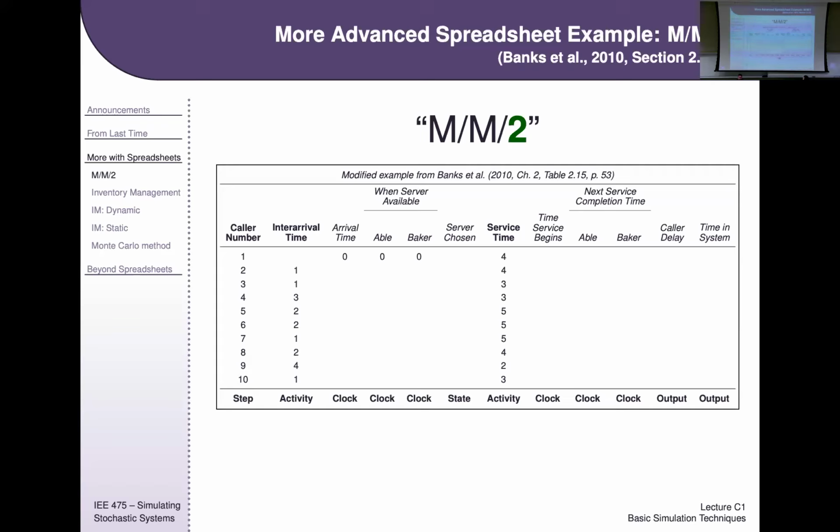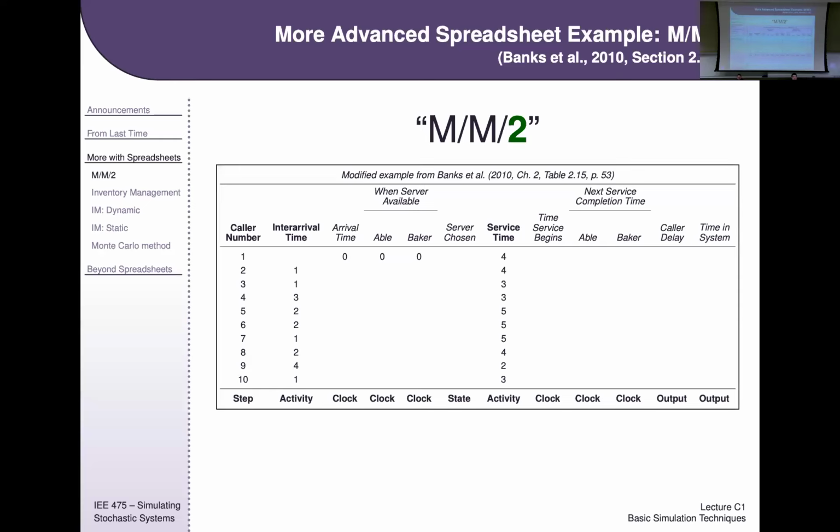And then that allows us to populate the server chosen and the time service begins. So that goes right back to our first spreadsheet. We want to know, when did this call actually start getting handled? That will tell us how long they waited. And then next, completion time. If we know which server is handling which customer, and we know the customer's service time, we'll know when the servers will be ready for their next customer. And that's going to allow us to populate when the server is going to be available. And then finally, the stats on how long the caller waited and how long they spent in the system total.